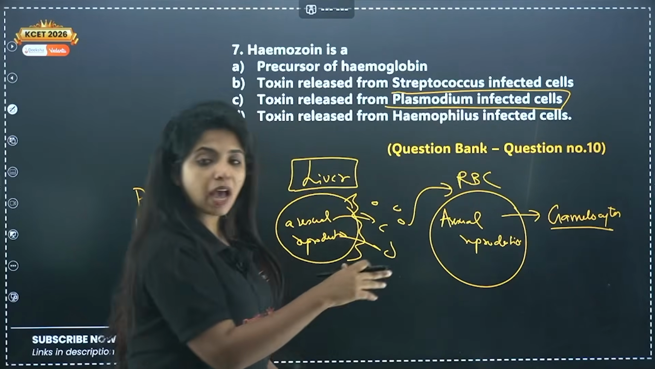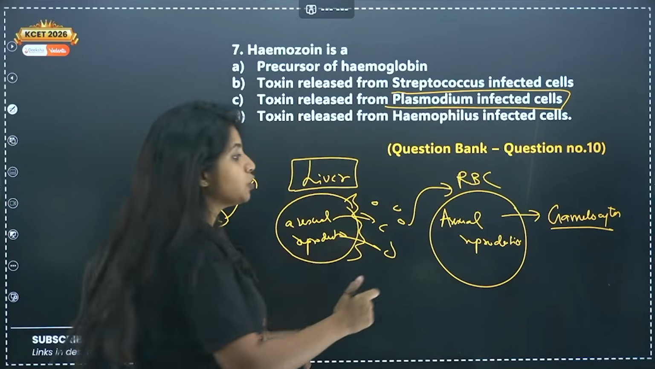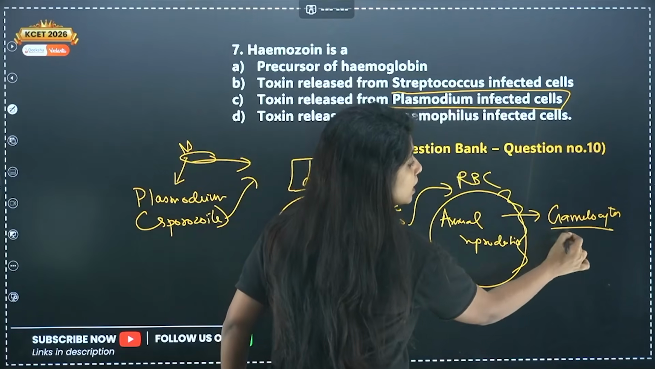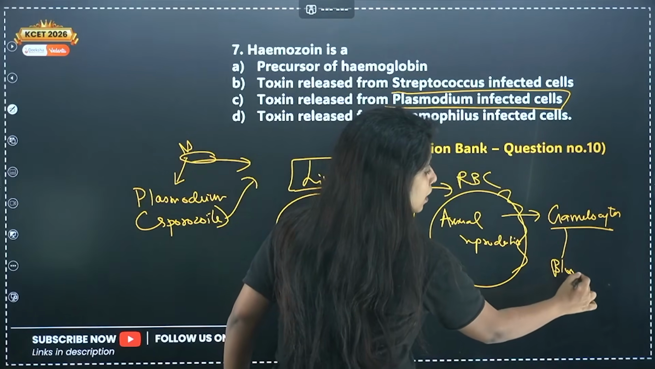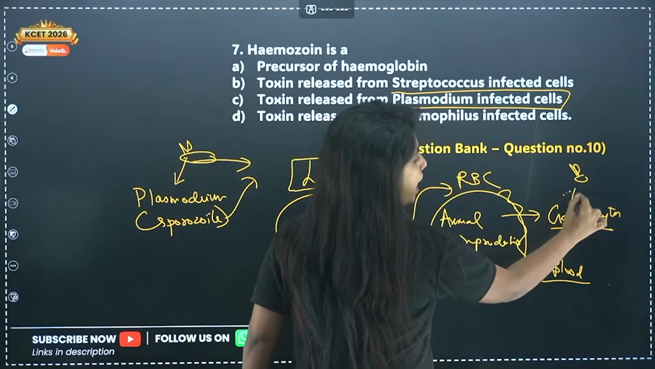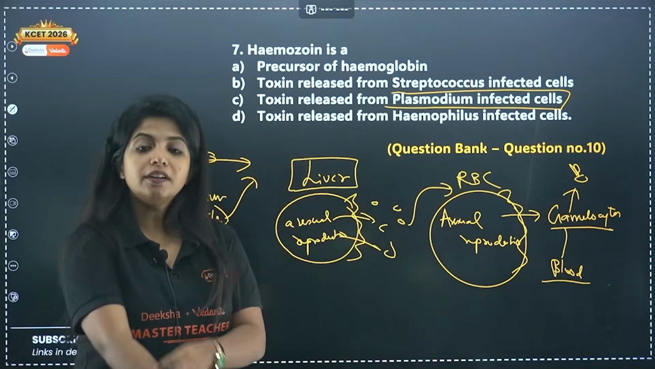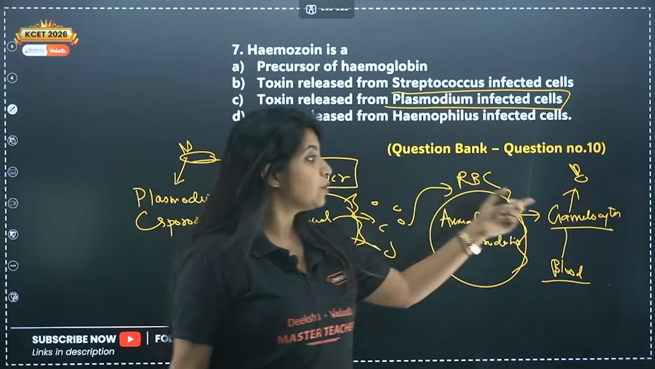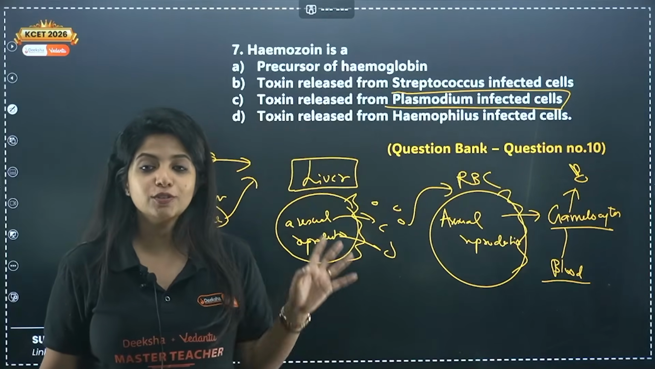So ma'am, same thing will happen. It will burst open. Yes, it will burst open. And now what will happen? The gametocytes are going to be released in the blood. Now again one mosquito will come in, taking in the gametocytes. When it drinks the blood, automatically the gametocytes are going to enter the mosquito's body.